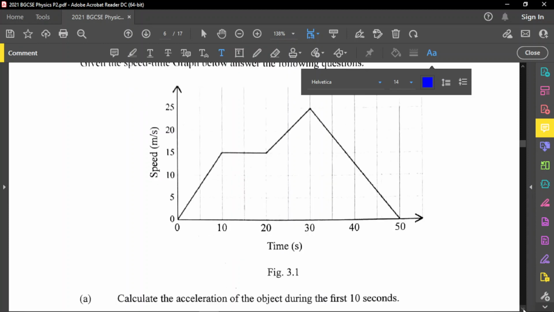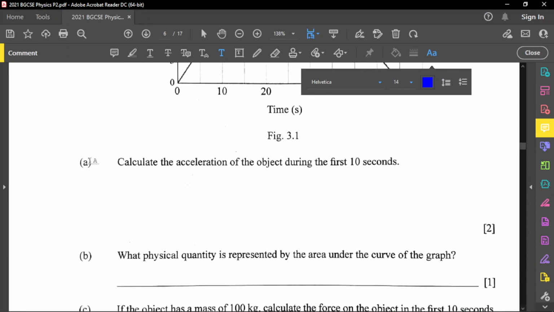All right, and so here now for part A is to calculate the acceleration of the object during the first 10 seconds. So acceleration is equal to v minus u, which is the change of velocity. So v minus u is the final velocity minus initial velocity over a change in time.